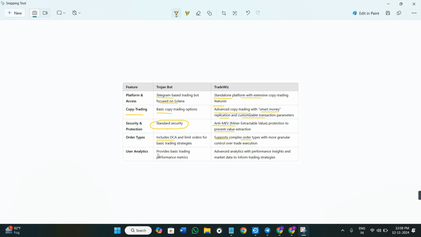So Trojan bot provides the basic trading performance metrics, whereas TradeWiz provides advanced analytics with performance insights and market data to inform the trading strategies.